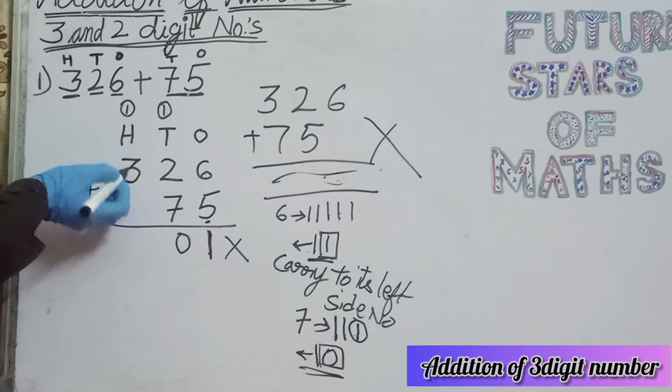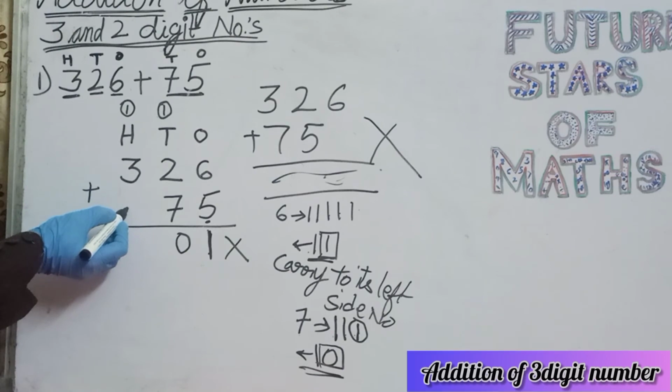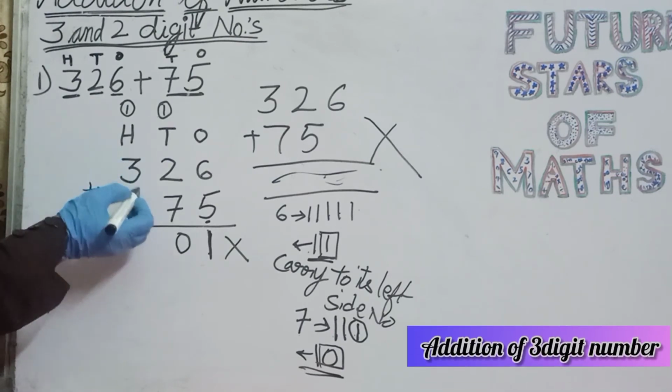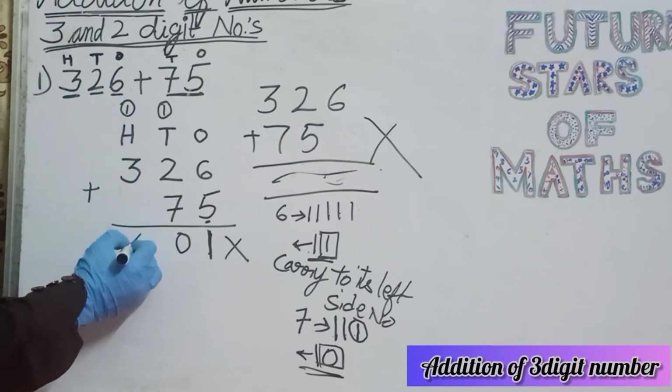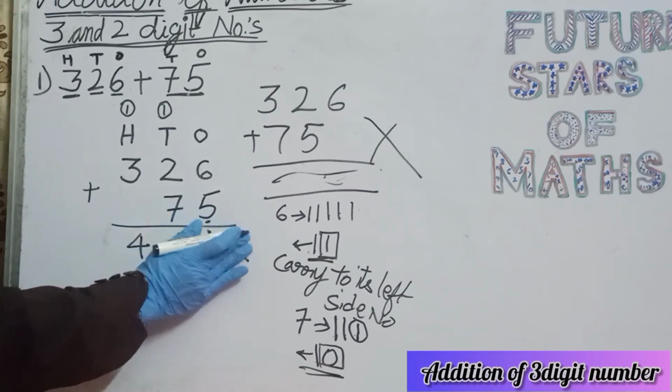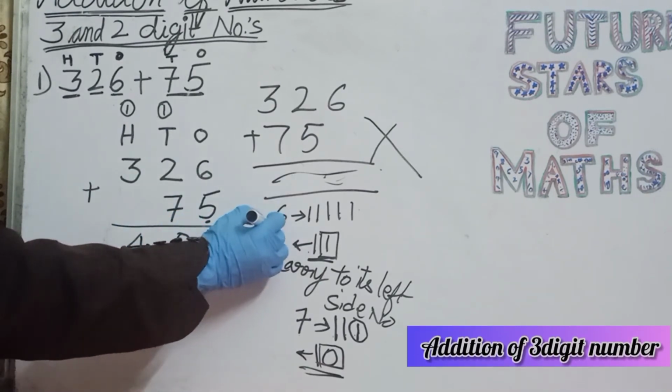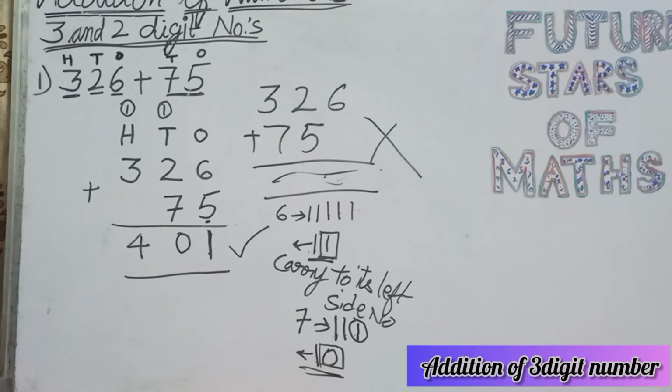Okay, now 3, 4. Here we don't have any number, so 3 and this carry 1 gives 4. So my answer will be 401. Is it okay, students?